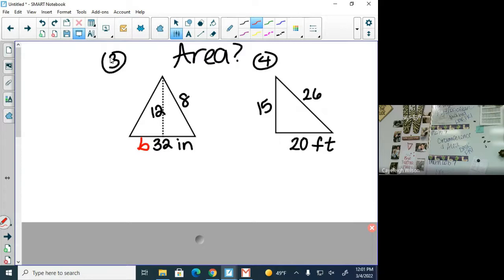What is the height? 12. This 8 is just there to throw us off, because the height we just talked about is straight up and down. It's never diagonal. All right, then I'm going to do 1/2 times the base times the height, and we would say 192 inches squared.